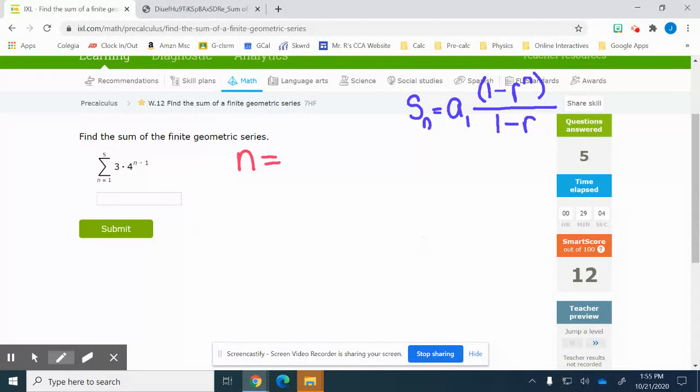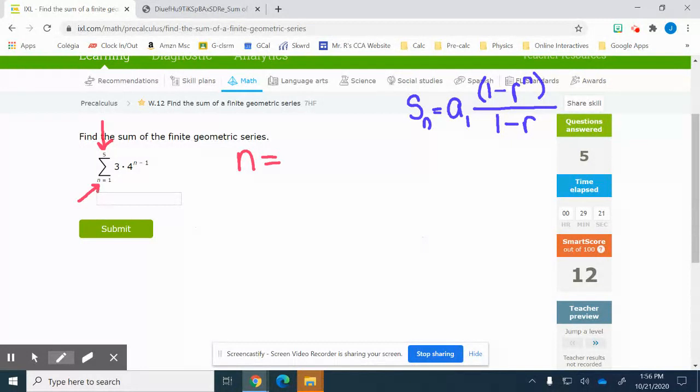Again, that's the number of terms we're summing. So that's 5 right there. Now, sometimes n starts at 0. So if it's 0 to 5, that'd be 6. And if it starts at -1, that would be 7.